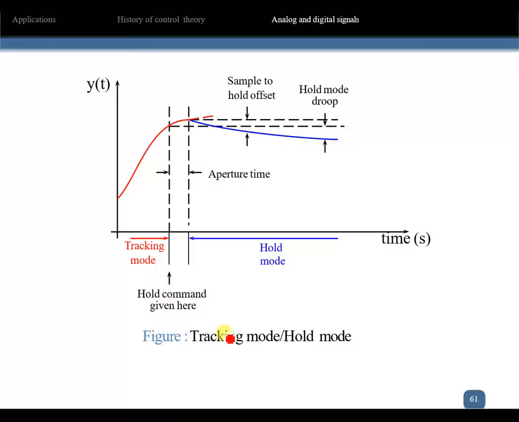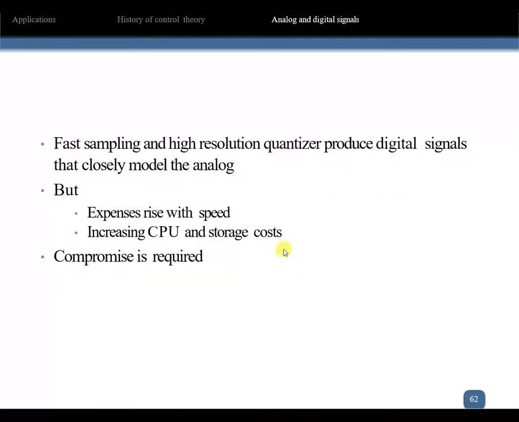This is the tracking mode and hold mode. Tracking mode is exactly the same as the transient part of the system response. Hold mode shows the steady state part. And they show that fast sampling and high resolution quantization produce a digital signal that closely models the analog.